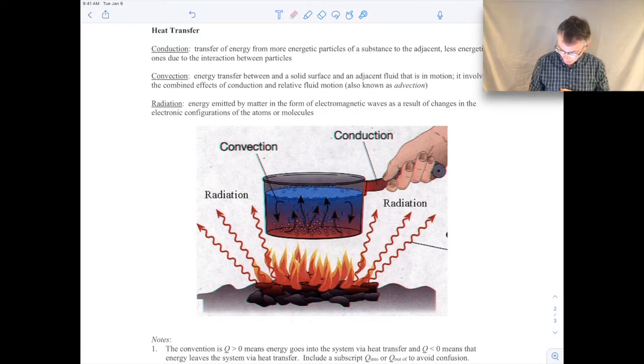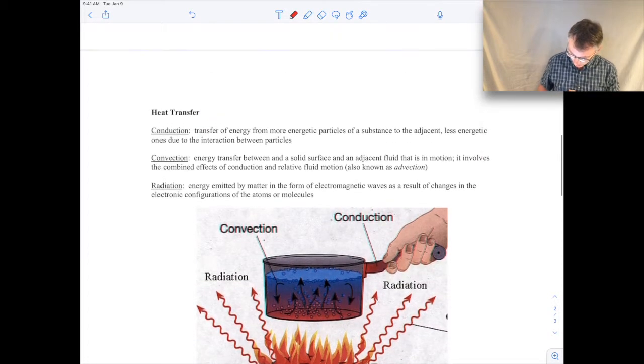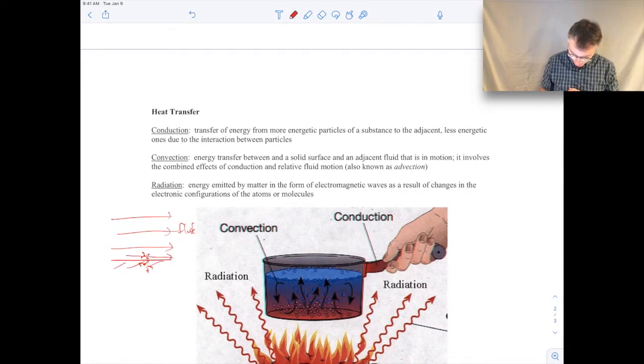So convection would be like, let me see if I can draw the picture down here. So here's the solid surface, and then here's the fluid passing by. So again, you have these molecules bouncing around in the solid surface, and then they conduct some energy into the fluid. So there's the conduction part, and the advection part is the movement of that fluid being carried away. So those two processes combined together is convection. In fact, the name convection is a combination of conduction and advection.